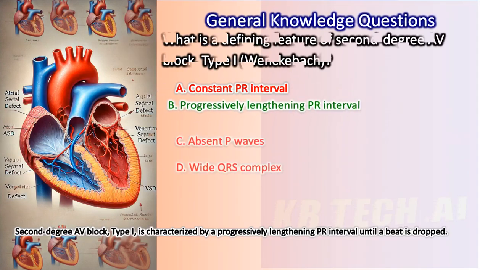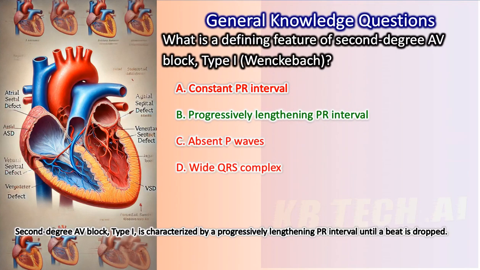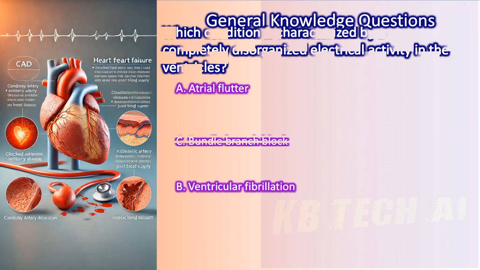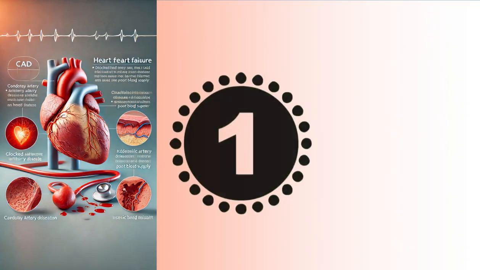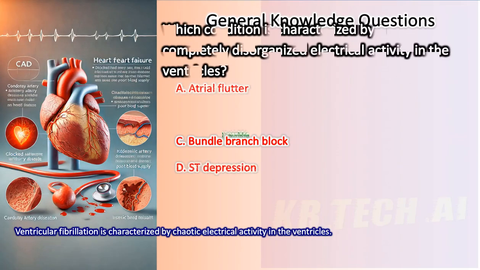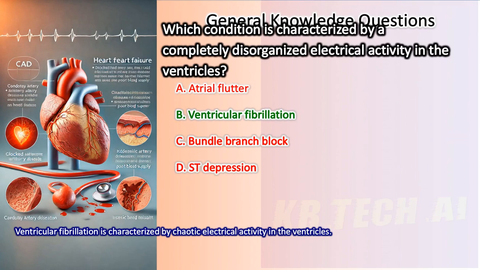The answer is option 2, progressively lengthening PR interval. Which condition is characterized by completely disorganized electrical activity in the ventricles? Option 1, atrial flutter. Option 2, ventricular fibrillation. Option 3, bundle branch block. Option 4, ST depression. The answer is option 2, ventricular fibrillation.